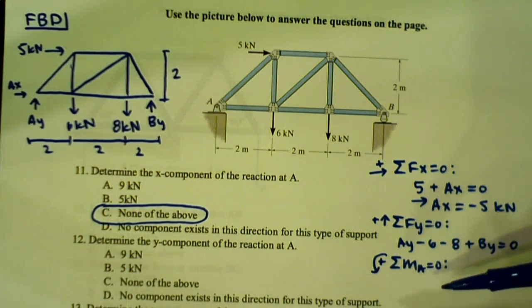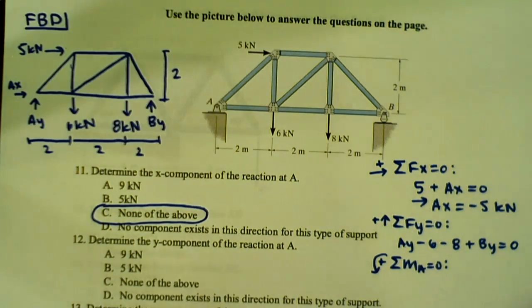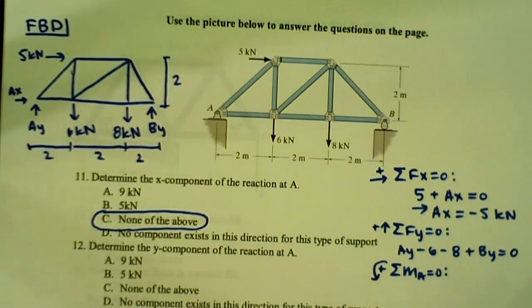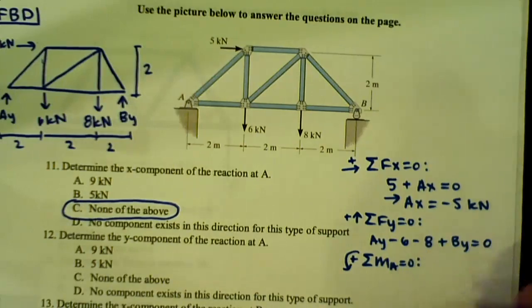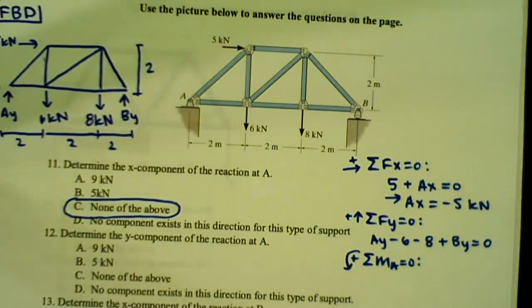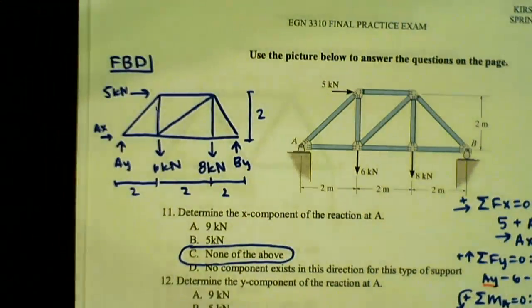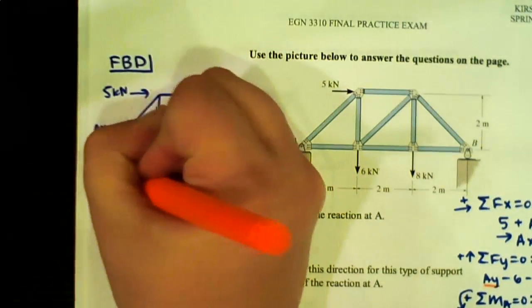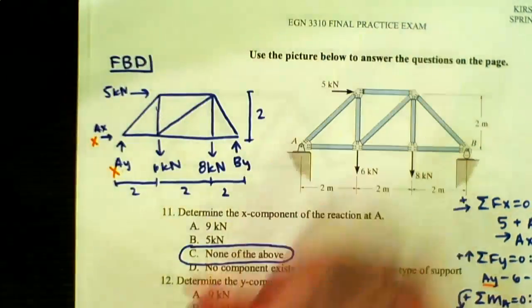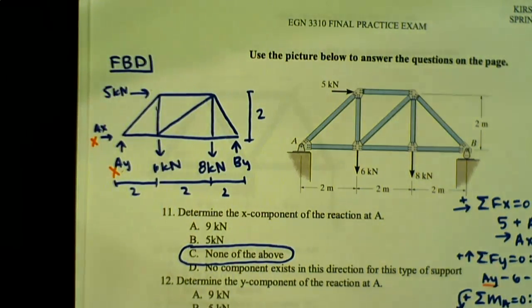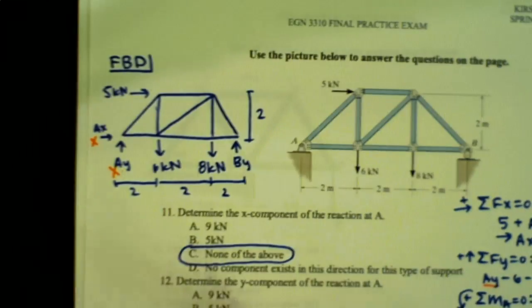Does everyone know when we take a moment about A? Since for our sum of forces in the y direction we have two unknowns, AY and BY, but only one equation, we need to make another equation so we can solve for either BY or AY. In this case, I chose to take a moment about A because it would cancel out both our AY and our AX, because it goes through the line of action.